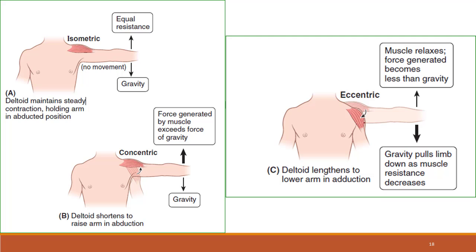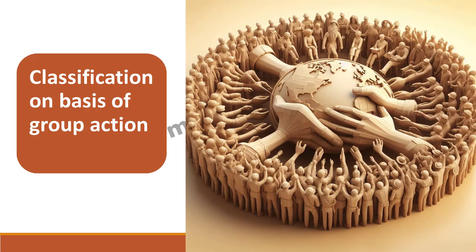And now I will cover the last part of classification, and that's on the basis of group action. Before I move to this topic, it should be clear to all of you that whenever a muscle is performing a specific function, that muscle rarely works alone. Instead, the muscles in our body work in coordination with other muscles. So some muscles play the primary role, while others act as supporting players in all that case.